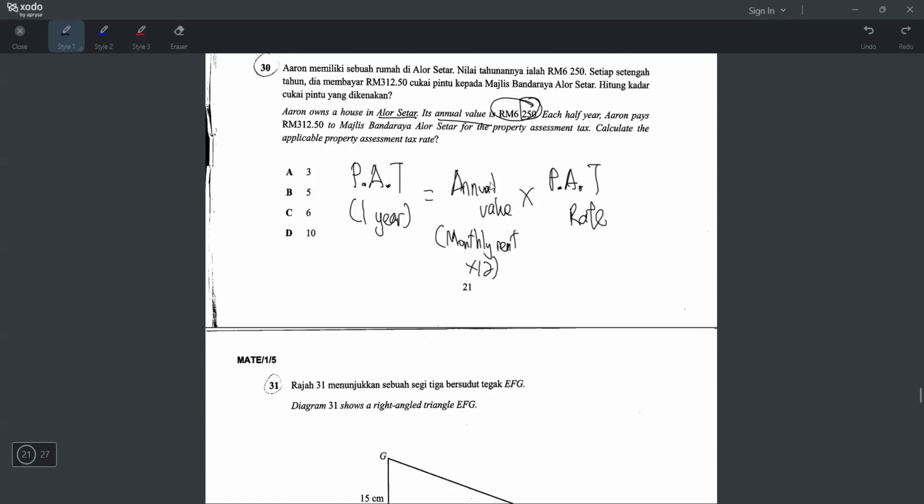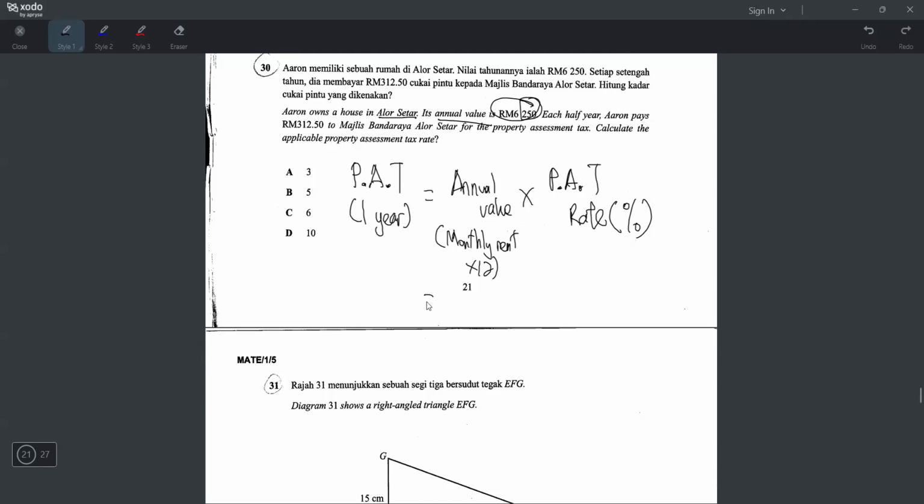They will not give you annual value, they will give you monthly rent. So you need to take the monthly rent times 12 to get the annual value. Then baru boleh guna formula ni. Okay. And another thing you have to know is the rate for property assessment tax is always in percentage. Okay, so with that being said, let's do this question.